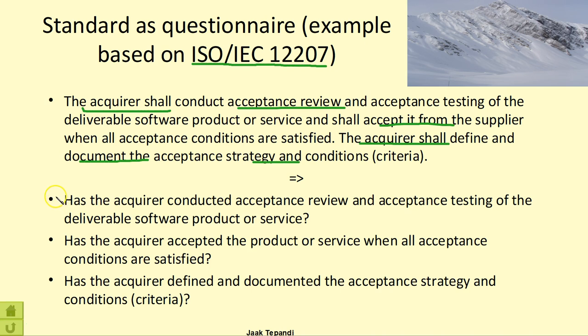And we have some very natural transformation of this text into a questionnaire. So we might ask, has the acquirer conducted acceptance review and acceptance testing, etc.? Has the acquirer accepted the product or service when all conditions were satisfied? Has the acquirer defined and documented the acceptance strategy and conditions, and so on? So there are many cases where such standards can be used as a useful questionnaire for reviews, for different types of reviews.